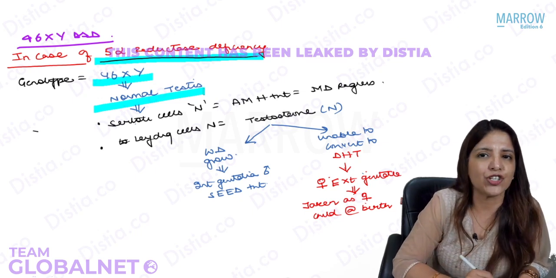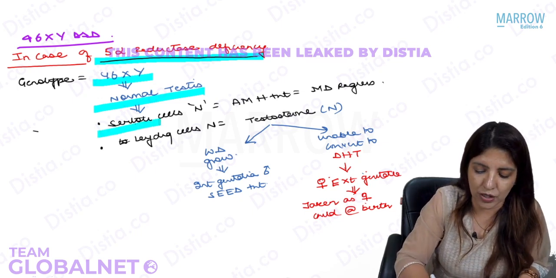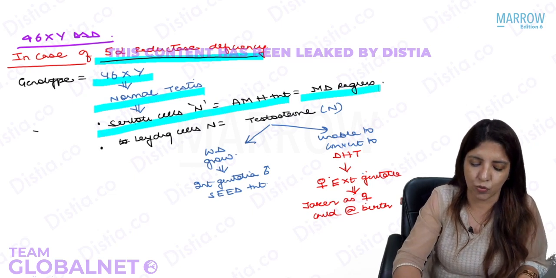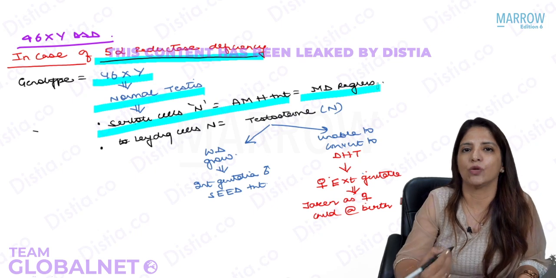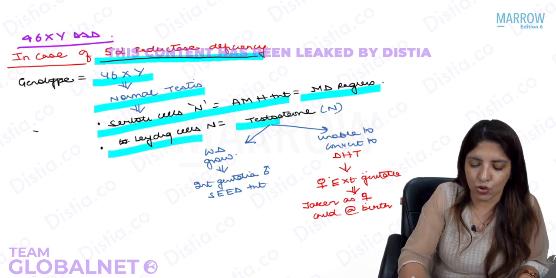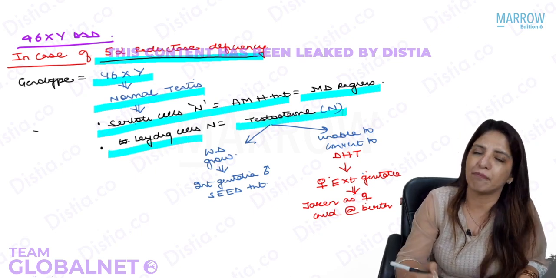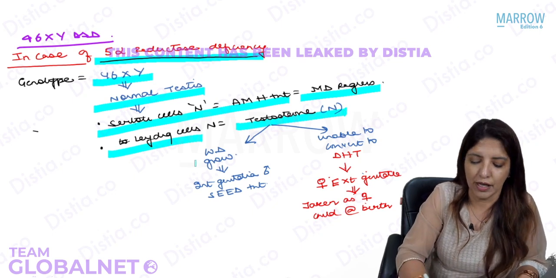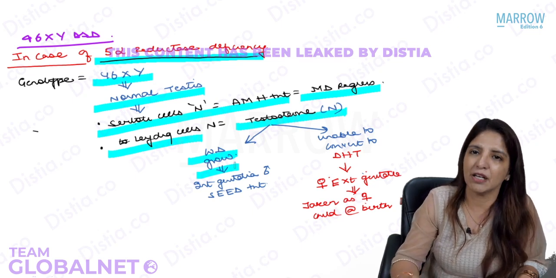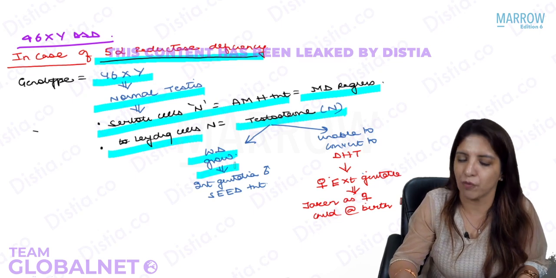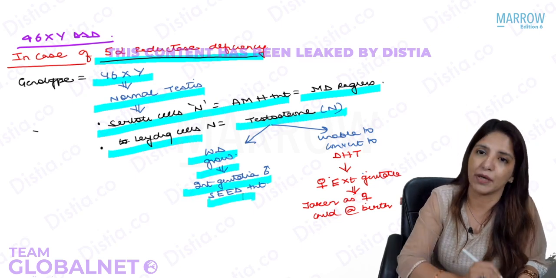If they are normally functioning testes, the Sertoli cells will produce anti-Mullerian hormone and the Mullerian duct will regress. Because they are normally functioning testes, Leydig cells will be normal and so testosterone levels will be normal. And because testosterone levels will be normal, the Wolffian duct will grow and you are going to get male internal genitalia, that is SEED: seminal vesicles, epididymis, ejaculatory duct and vas deferens. All of them will be present.